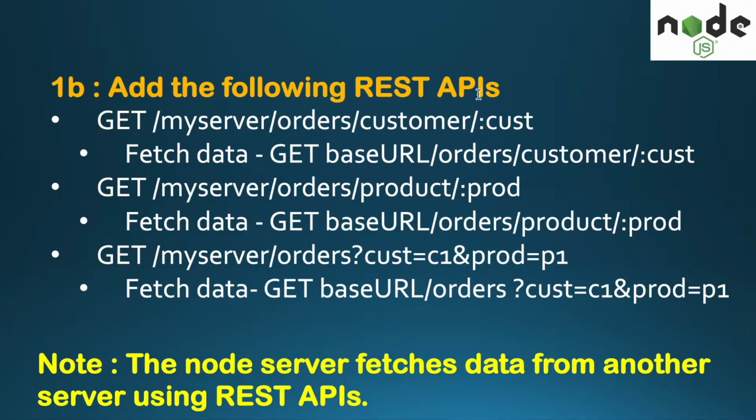Next, what do we want to do? Add the following REST APIs: GET /myserver/orders/customer/:cust. So given the name of the customer, we want to fetch the orders for that customer. Similarly, we want to do it for the product, and then we have /myserver/orders?cust=C1&prod=P1. So these are the three APIs we wanted to support.